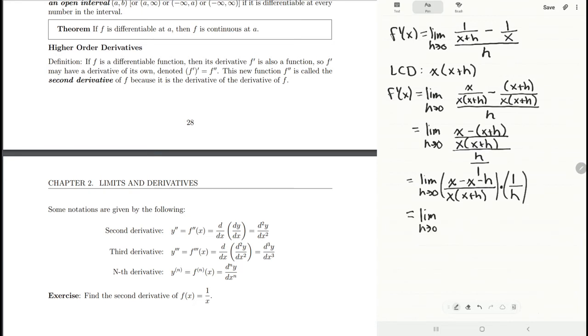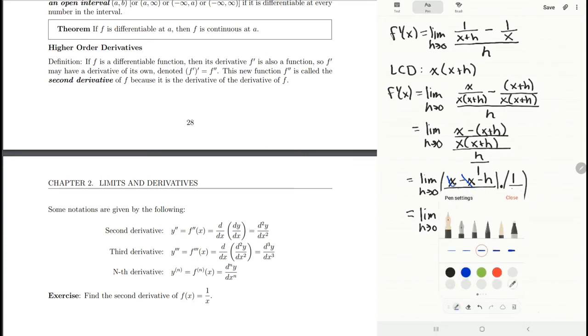So we have the limit as h goes to 0. The x and the negative x can cancel. We are left with a negative h in the numerator. And in the denominator, we have x times (x plus h) times h. And now we can simplify the h's. So this can cancel.